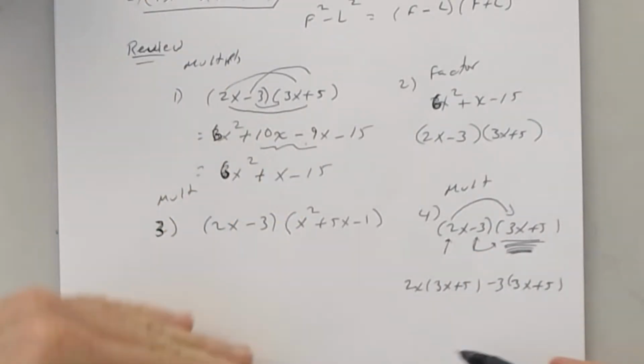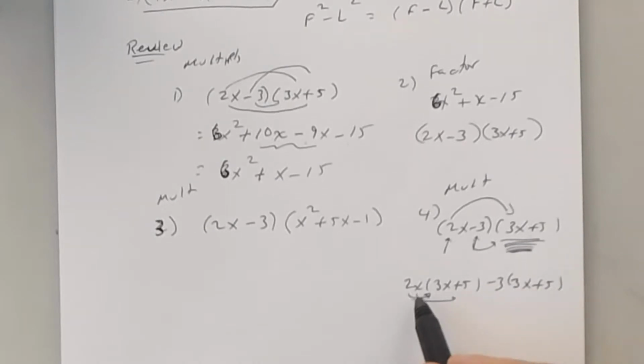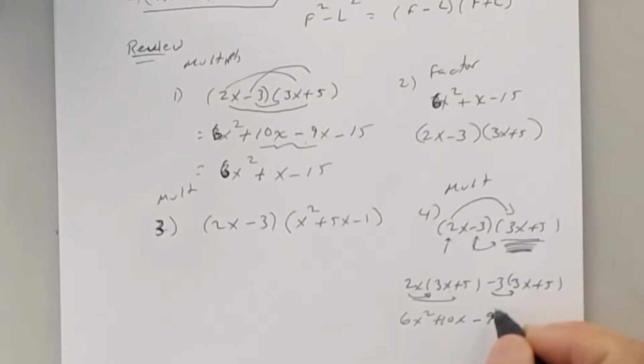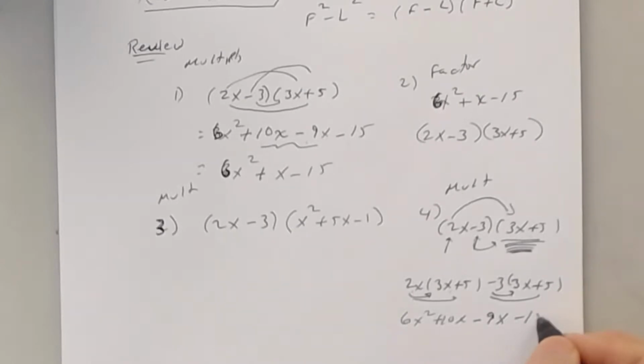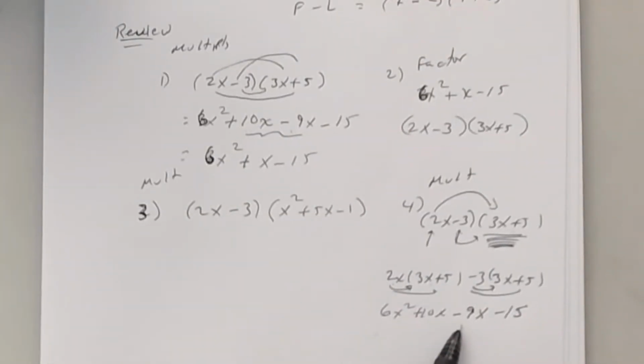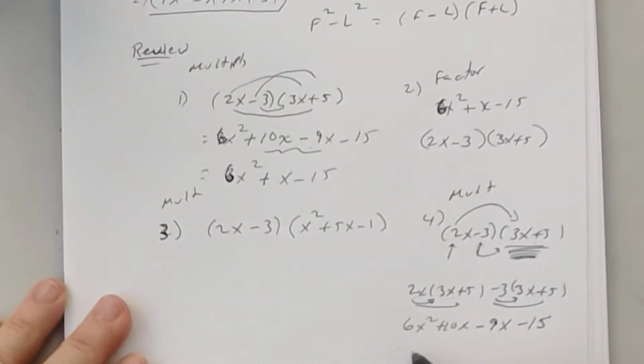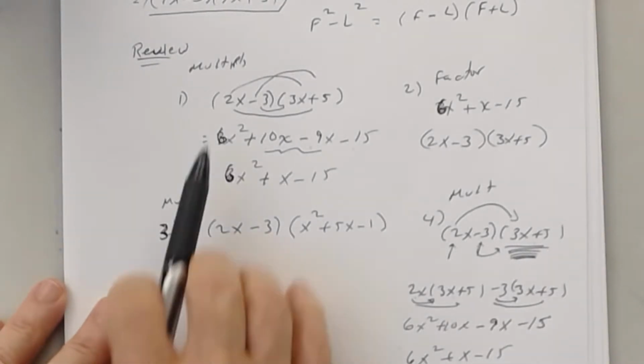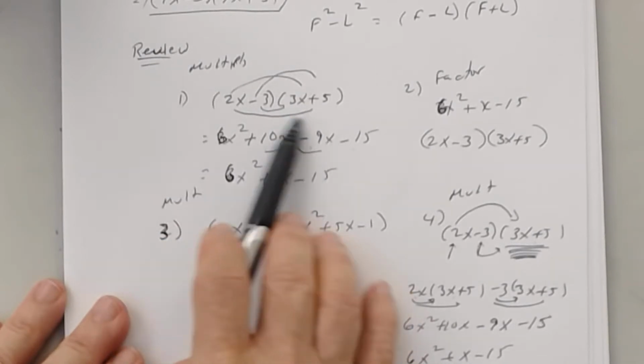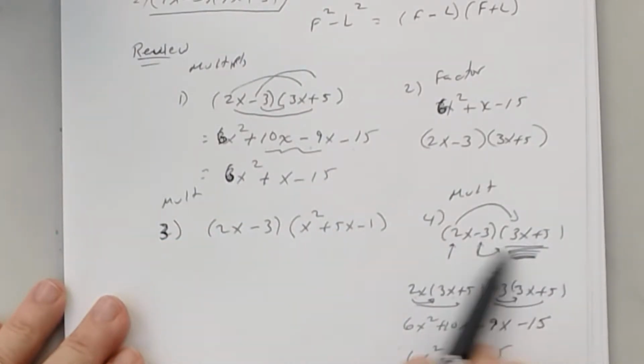Okay, now I'm going to go further with this. So I'm going to use the distributive property to get rid of the parentheses. What's 2x times 3x? What's 2x times 5? All right, over here, what's the negative 3 times 3x? Minus 9x. And what's the negative 3 times 5? Minus 15. Isn't this right here this right here? Okay. And when I combine like terms, don't I get 6x squared plus x minus 15? So when I'm multiplying 2 binomials, I can use the FOIL method or I can use the distributive property.